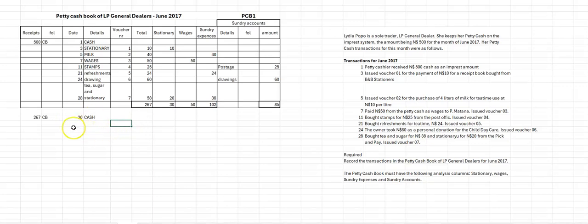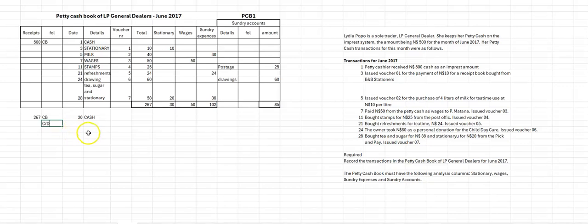Okay, so now we need to carry down. So in the next line for the balance carried down, also on the last day of the month, remember, this amount is the same amount as the balance brought down at the beginning of the month. So the balance carried down must be the same as the balance of the first of the month as well. Okay, so let's do that. On the folio column, we say carry down.